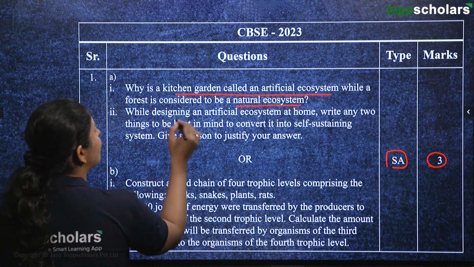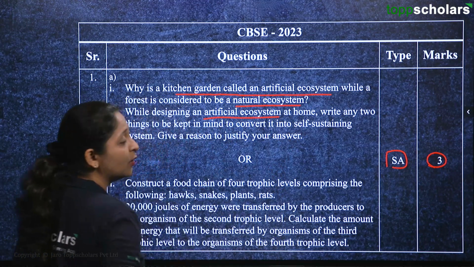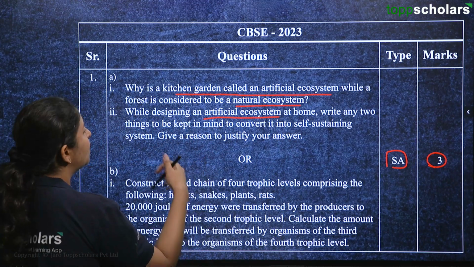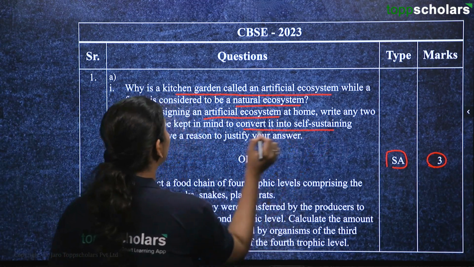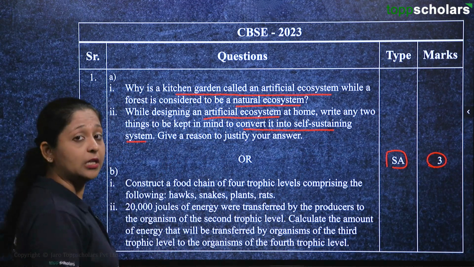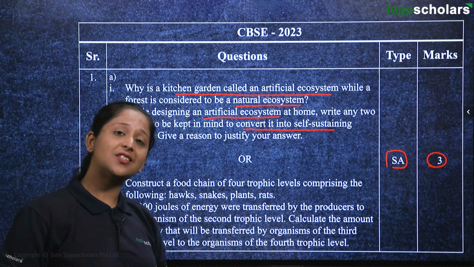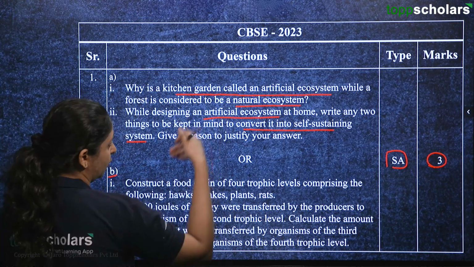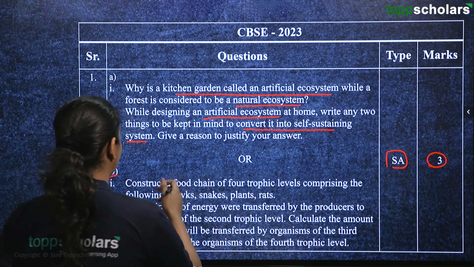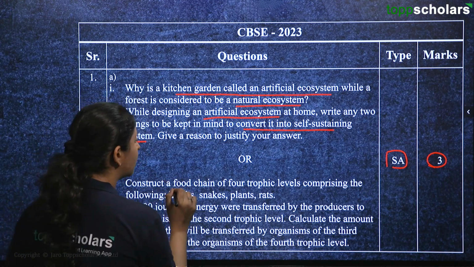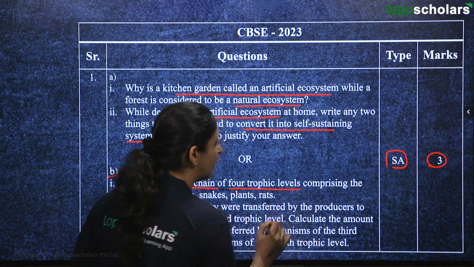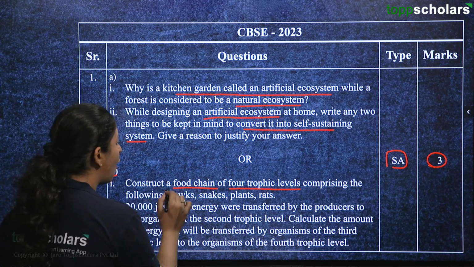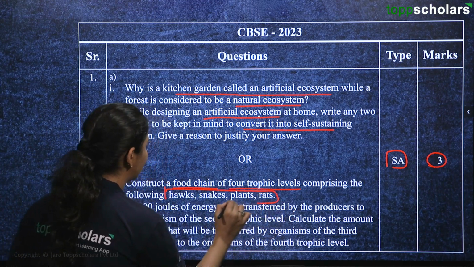Correct? While designing an artificial ecosystem at home, write 2 things to be kept in mind to convert it into a self-sustaining system. Here you have to give a reason to justify your answer. Okay. Then for the second question, if you don't want to opt for that one, you can go for the second one. Construct a food chain of 4 trophic levels comprising the following: hawks, snakes, plant, rats.